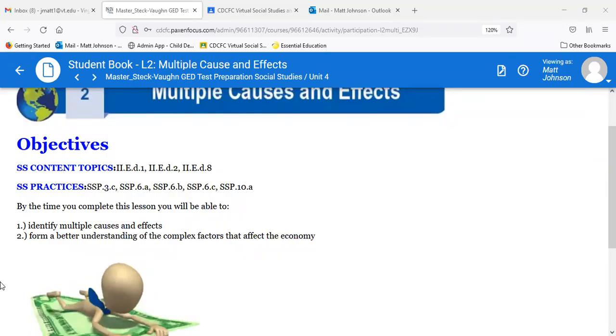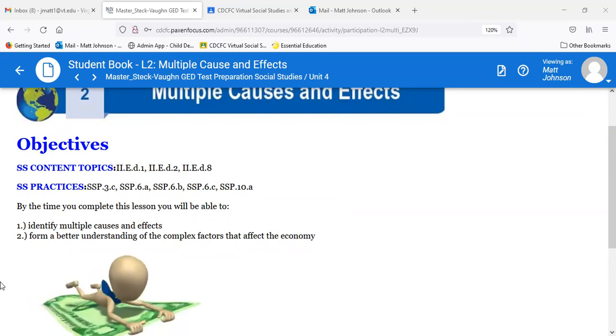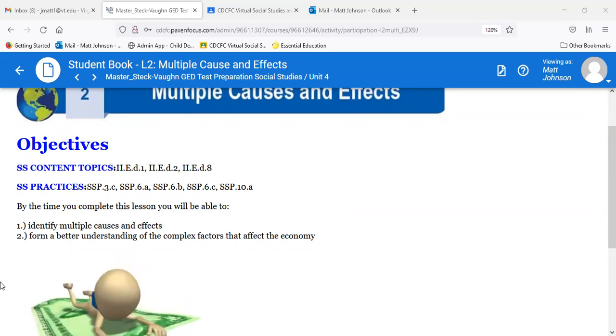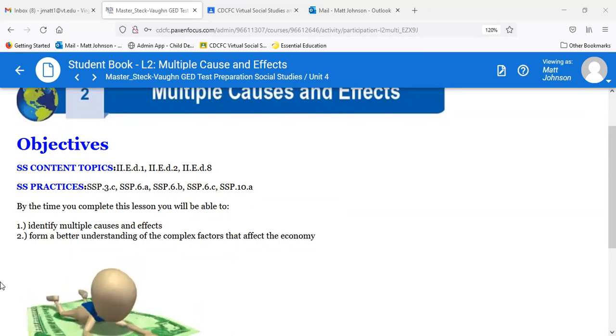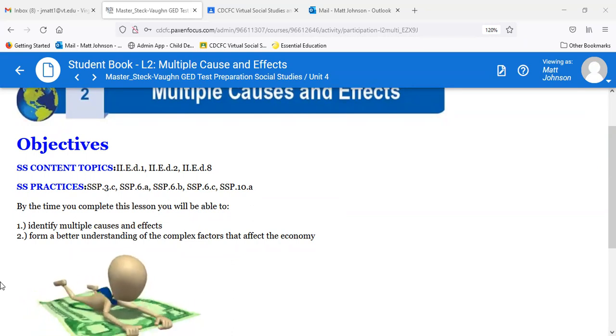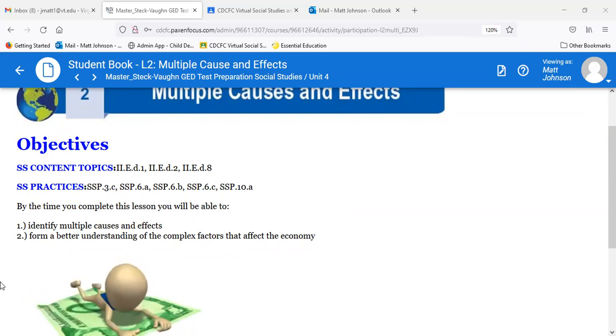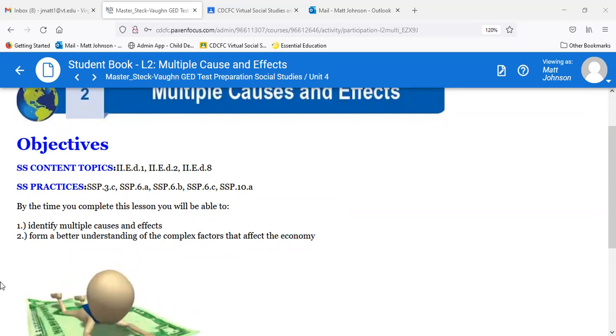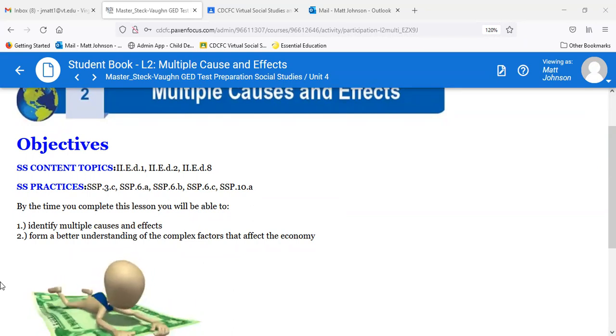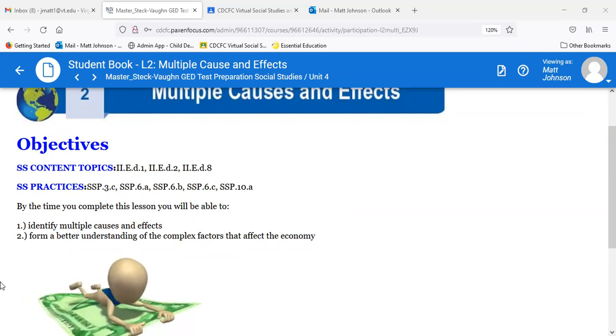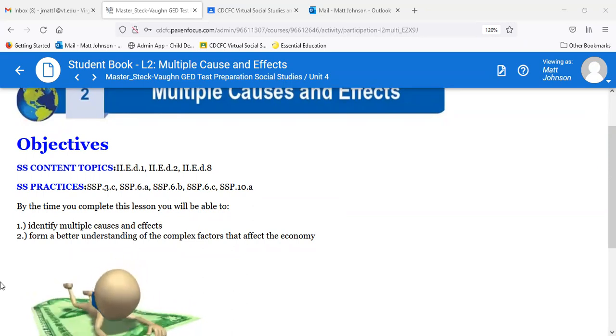Today is a pretty neat lesson because it's expanding on that idea of economics and multiple cause and effects. Unit 4, lesson 2. By the time we complete this one, you will be able to identify multiple causes and effects and form a better understanding of the complex factors that affect the economy.